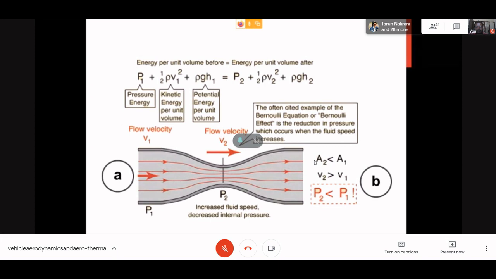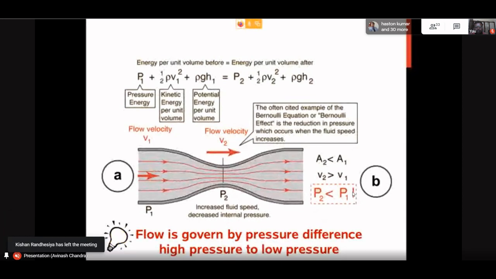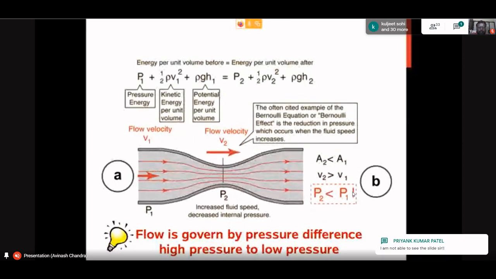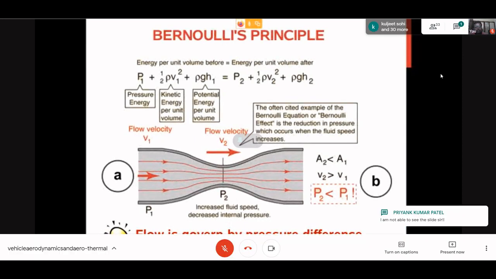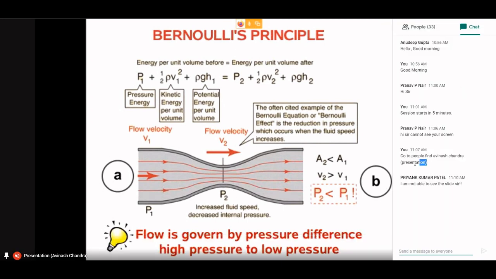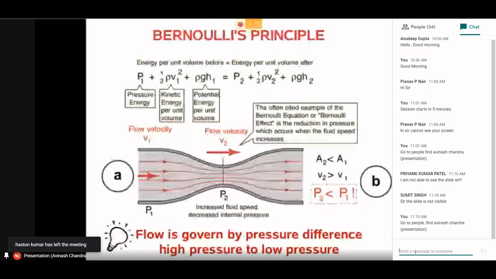This law is going to play a major role in aerodynamics. When we talk about aerodynamics, how the flow happens, because when a vehicle is in the ambient, in the open air, basically we are pushing the vehicle, because of external sources like the engine and other things. How flow is governed is a very basic principle. If the pressure is high on one side and low on the other side, the flow will go from point A to B. This is a simple law.